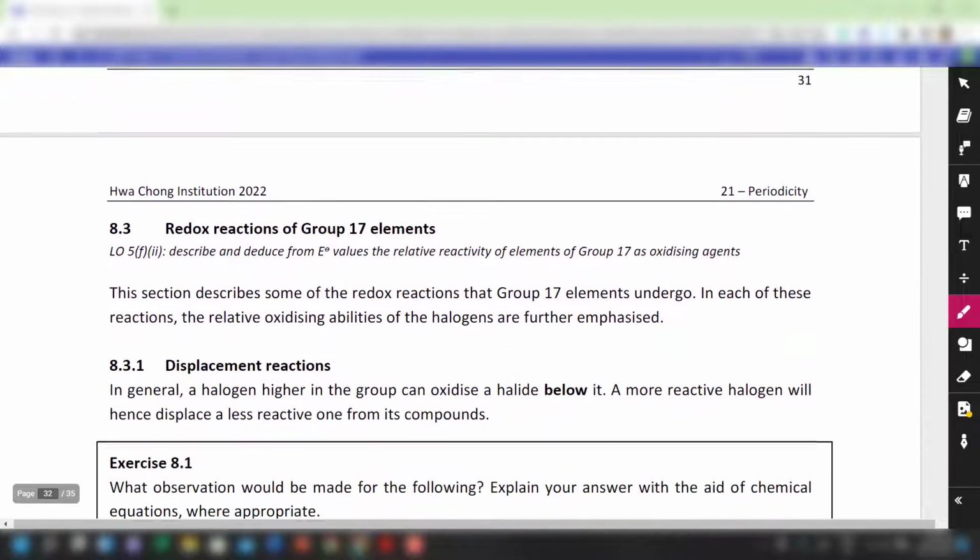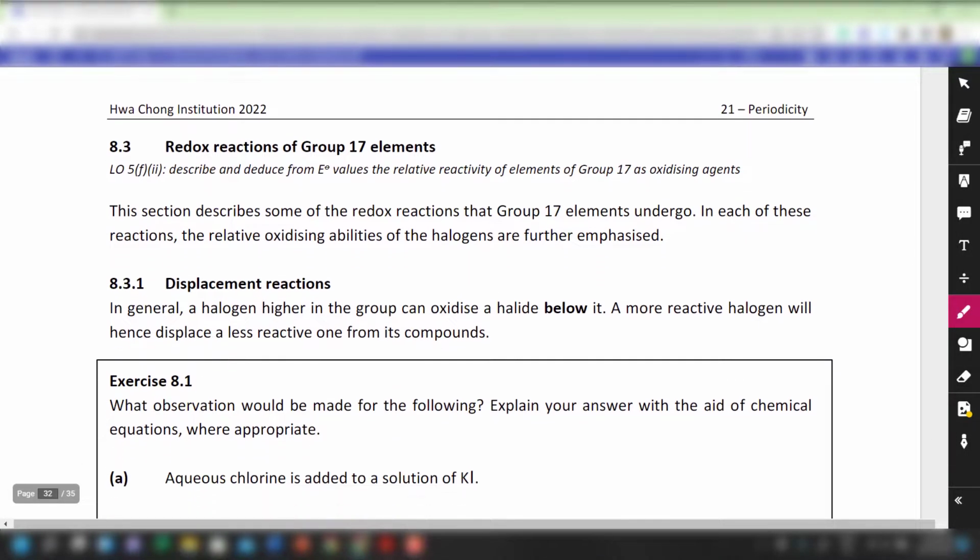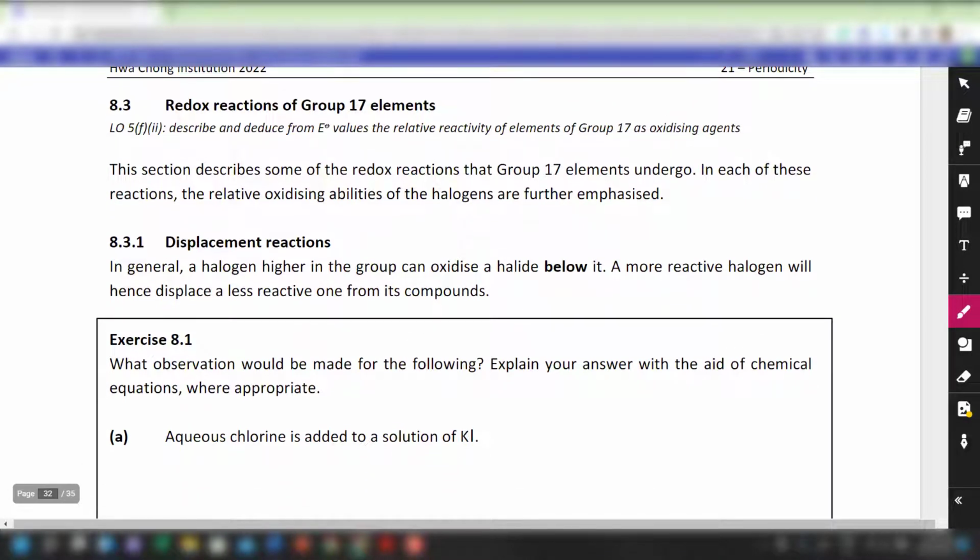Okay, so this particular section, 8.3, looks at the redox reaction of group 17 elements. Honestly, you have learned them before in secondary school. Remember that we often said something like for halogens, the member higher up will displace the anion of the member lower down. The reason being you can verify it using the standard reduction potential by calculating the E cell.